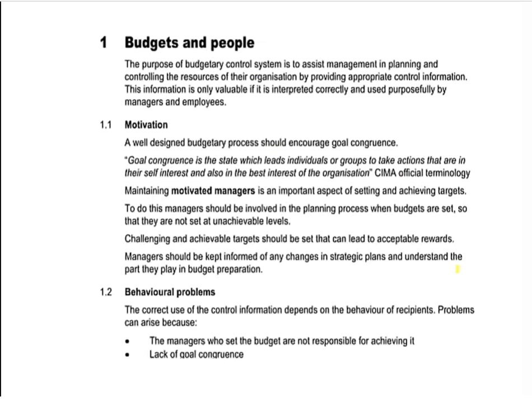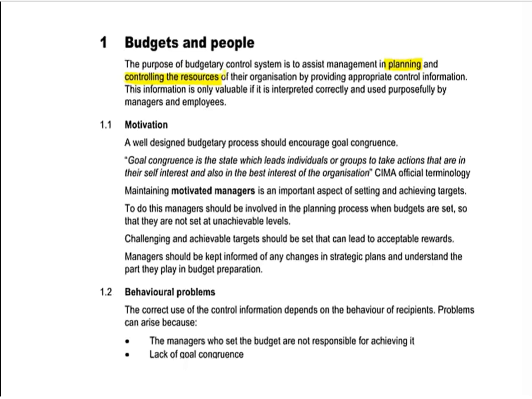We start off by reminding ourselves of why we're actually preparing those budgets. And remember, it's there as part of the planning and control cycle to help management with their plans and also their allocation or the control of the limited resources that the organisation has. We need to make sure then that if we've got all this wonderful information, that it's being correctly interpreted and used by the managers and employees of the organisation.